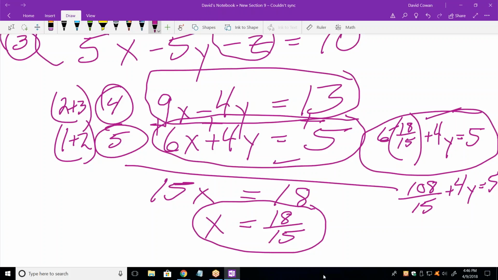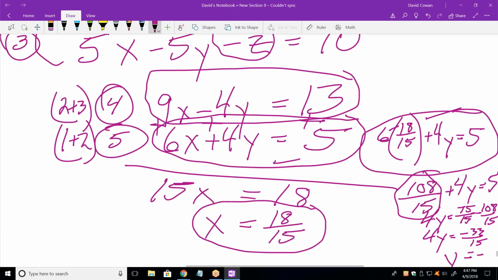Okay. Now, I'm trying to get y equals something, so I've got to get rid of this. So I'm going to subtract that from the other side. So now I got 4y equals, well, 5 is 75 fifteenths minus 108 fifteenths. That is minus 33 fifteenths. And now I've got to divide that by 4, since it's 4y. That gives me minus 33 sixtieths.